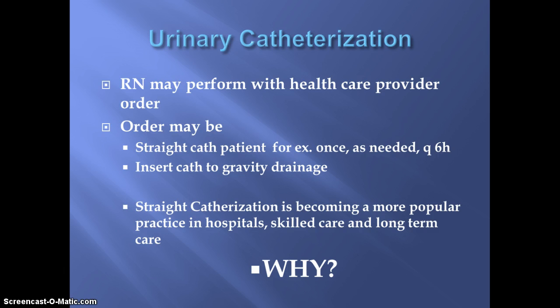Start with urinary catheterization. You do need to have an order to perform this, and there are several different orders that you may see. Inserting a catheter to gravity drainage, that's an indwelling catheter, is what you'll be doing in the lab. The order may also be for a straight cath. This is a catheter that you will sterilely put into the bladder, drain the bladder, and then remove. This can be done as needed every 6 hours, so there are very different orders that you may see.